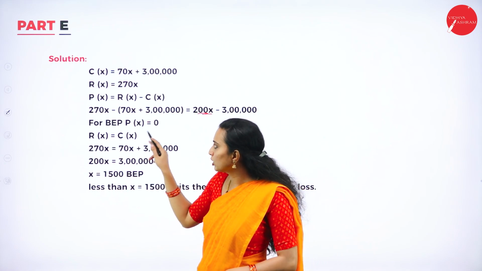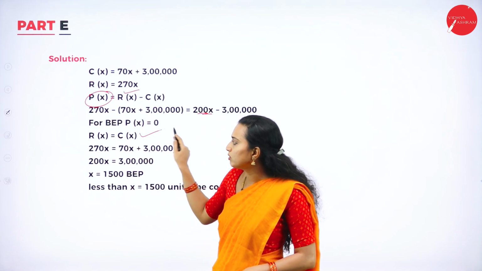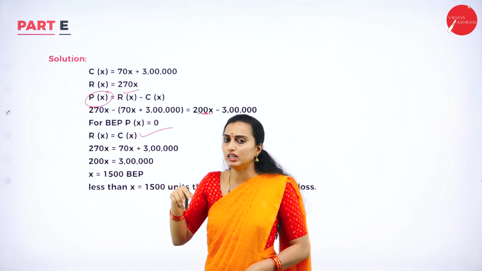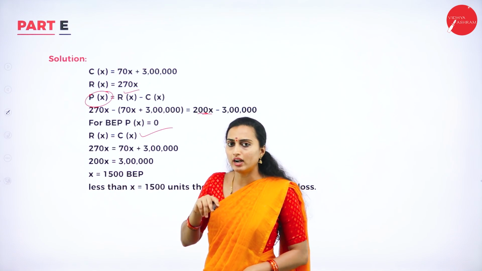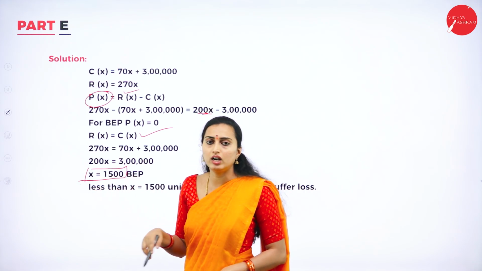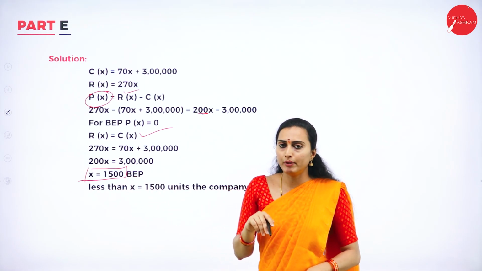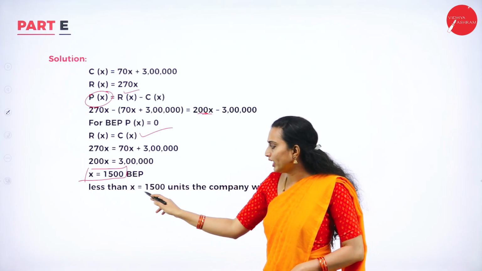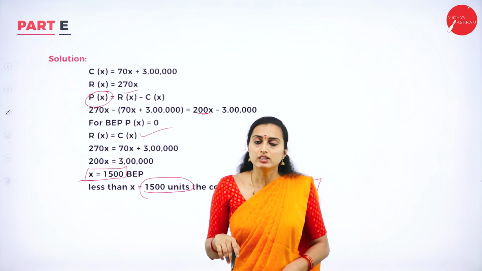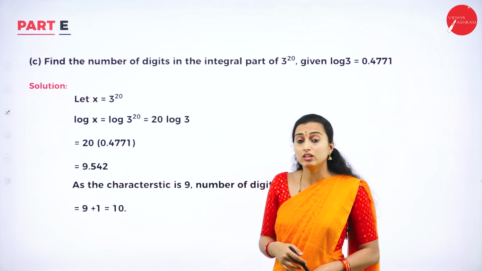For BEP, the fourth one, P of x is equal to 0. So if P of x is 0, R of x is equal to C of x. So 270x is equal to 70x plus 3 lakhs. If you take 70x to that side, 270 minus 70 is 200x. If you divide 3 lakh by 200, you get x is equal to 1500, the BEP. Therefore, x is equal to 1500 units, and the company will suffer a loss, because 1500 is the break-even point, which is lesser. Understood? This is what they have asked you to calculate, dear students. We'll move on to the next question.